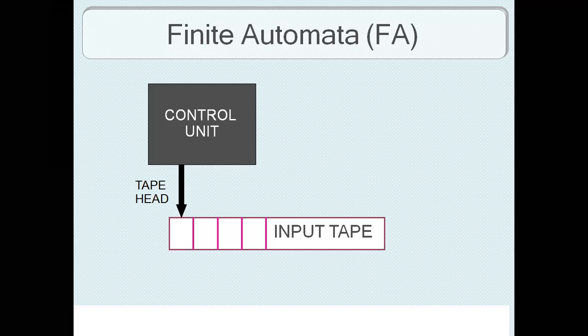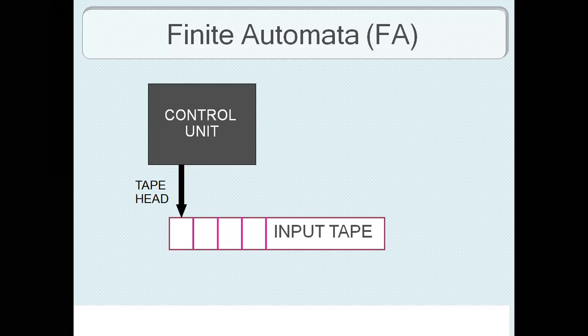So in this we are having some components of finite automata. Finite automata consists of three components. First one is the input tape, second one is the read-only head, and third one is the control unit. So what is input tape? What is an input tape? Input tape consists of input string that is to be processed.